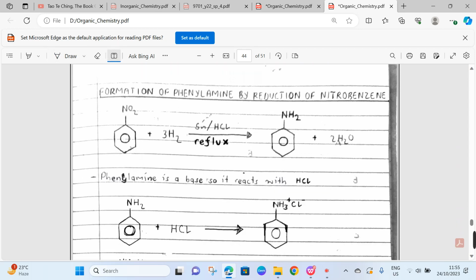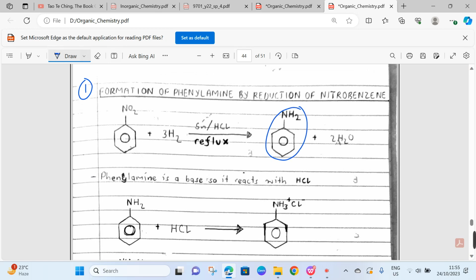Now let's just move on to the next subheading that we have here. The formation of phenylamine, which is this one, right? By the reduction of nitrobenzene. Reduction, what we're doing, we're just adding hydrogen, right? In the presence of a tin catalyst, in the presence of sulfuric acid under reflux conditions to produce our phenylamine and water, right?